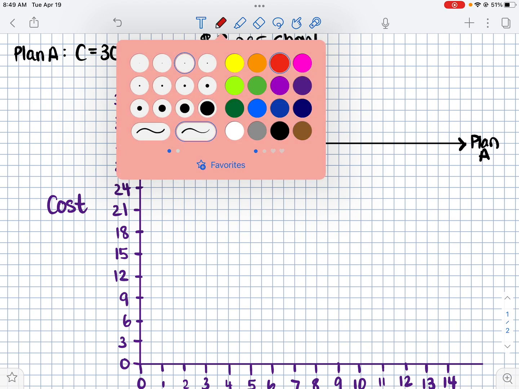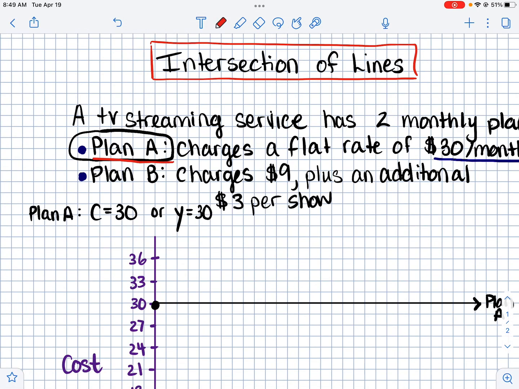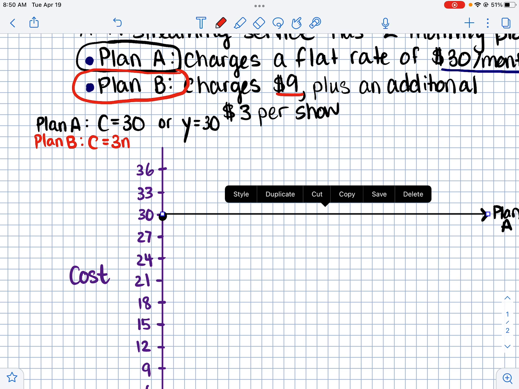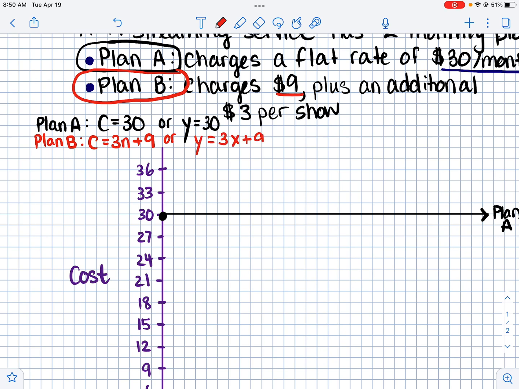I'm going to put plan B in red. Plan B charges us $9, so that's kind of like our constant fee, or our y-intercept. And then $3 per show is going to be our slope. So for plan B, if I wanted to write an equation, I could say cost is equal to $3 per show, let's say shows is n, plus $9. Or if you love x's and y's, y equals 3x plus 9.